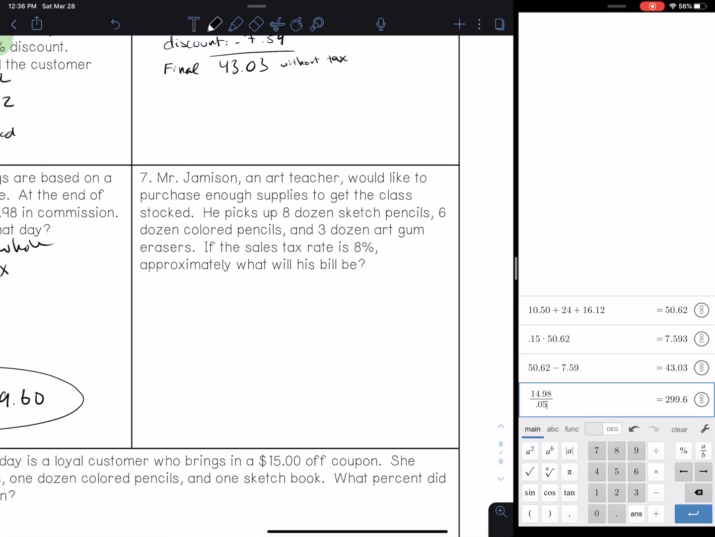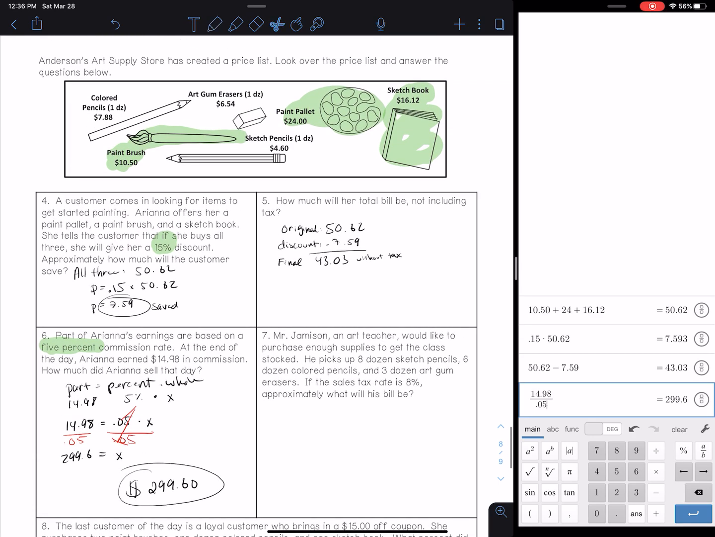Mr. Jamison, an art teacher, would like to purchase enough supplies to get the class stocked. He picks up 8 dozen sketch pencils, 6 dozen colored pencils, and 3 dozen art gum erasers. If the sales tax is 8%, approximately what will his bill be? So, how about we start off by seeing what he's purchasing, okay? So, he's purchasing 8 dozen sketch pencils. So, here's the sketch pencils. He's purchasing 6 dozen colored pencils.